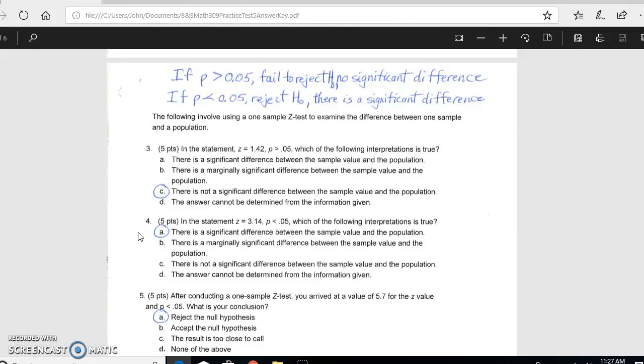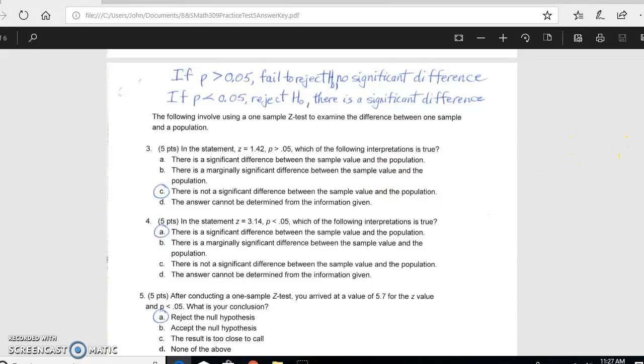And then the same thing as we go on to number 5. We read, after conducting a one-sample z-test, you arrived at a value of 5.7 for the z-value and p less than 0.05. What is your conclusion? P is less than 0.05. We reject the null hypothesis, which is letter A.